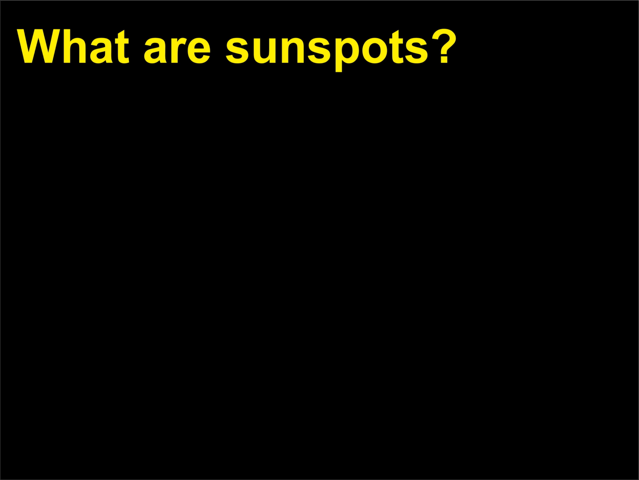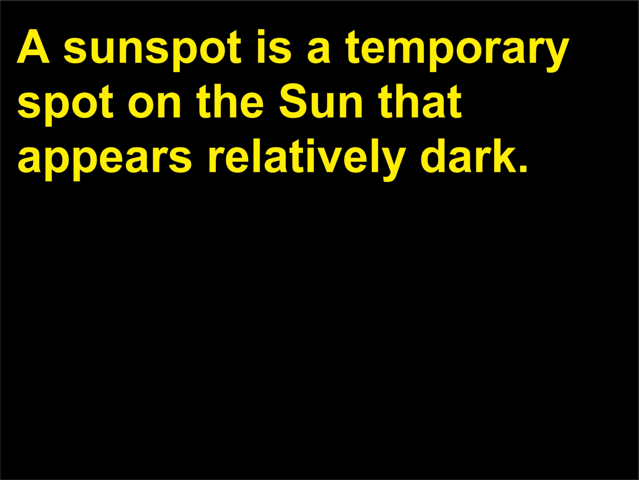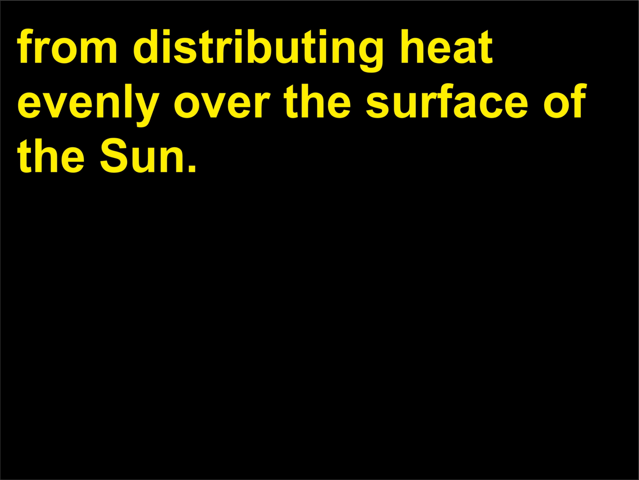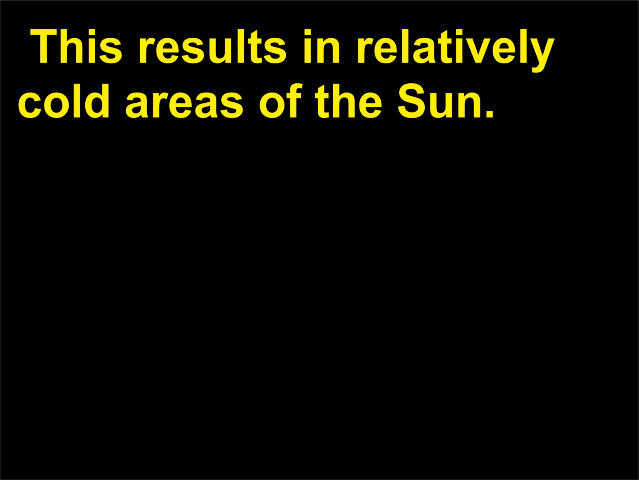What are sunspots? A sunspot is a temporary spot on the sun that appears relatively dark. These spots are caused by magnetic storms that prevent convection from distributing heat evenly over the surface of the sun. This results in relatively cold areas of the sun.